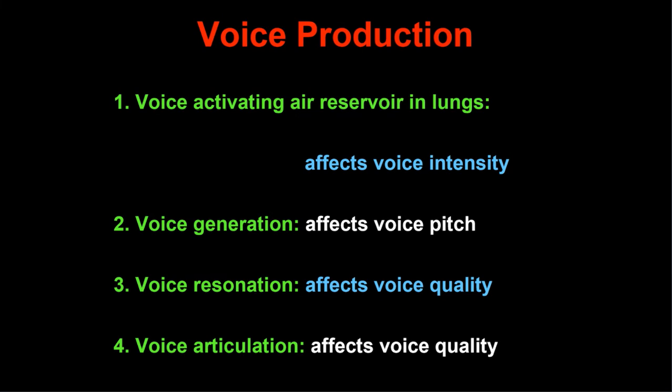Second function is the production of the voice. So the air reservoir in the lungs affects the voice intensity. Voice generation affects the voice pitch. Voice resonation affects the voice quality, and voice articulation affects the voice quality. So voice is produced by the movements of the vocal cords. There is a vibration of the membrane, the outer epithelial layer of the vocal cords. So there is a blast of air that comes from the lungs.